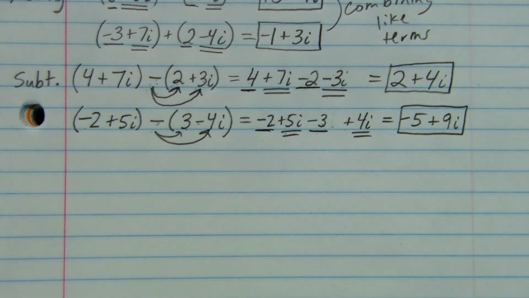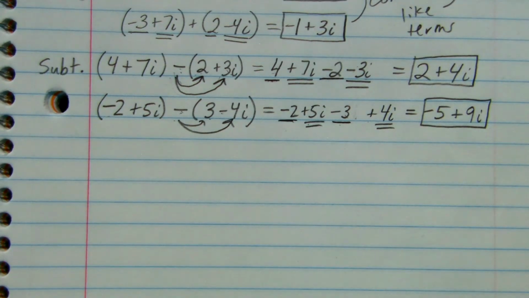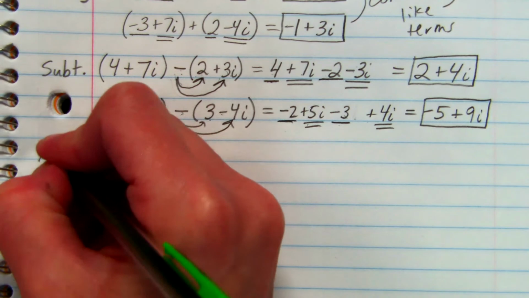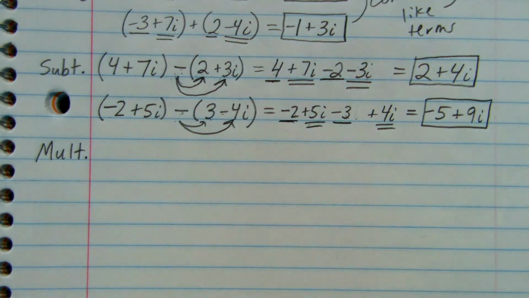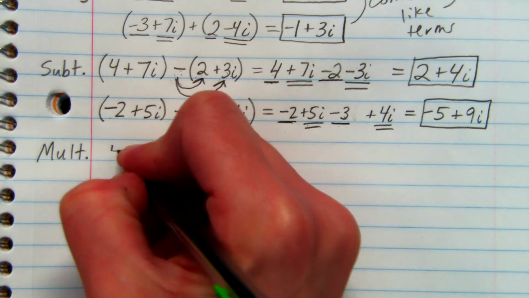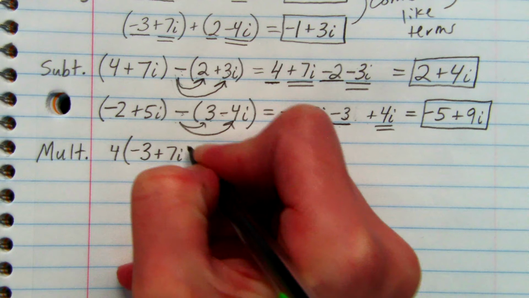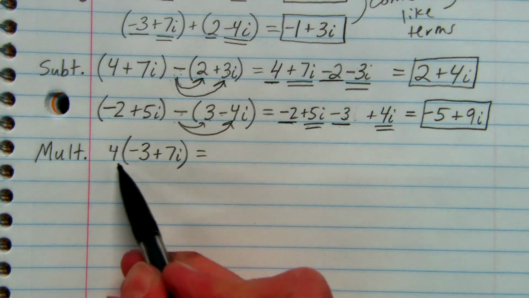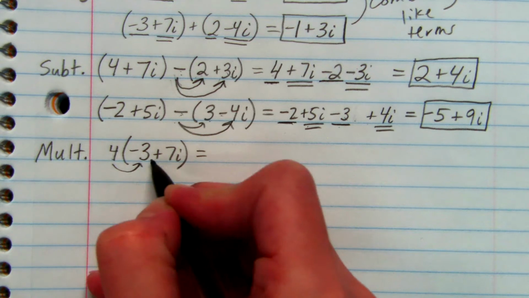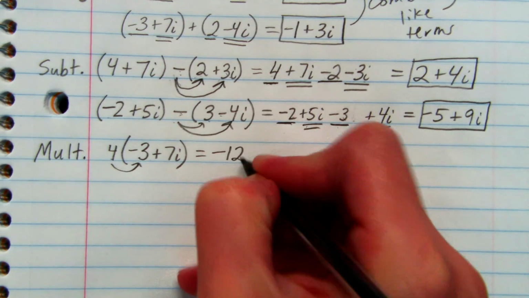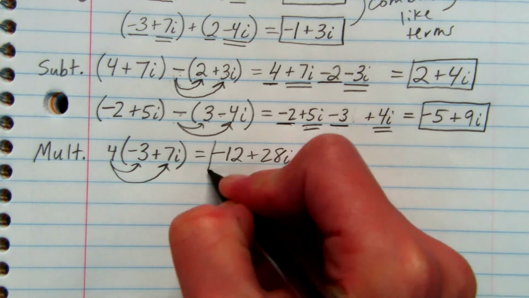All right, so for multiplying, that's going to take a lot of room because we're going to do 4 different examples of different kinds of multiplying. So I'm going to put mult over here for multiplying. And we're going to start with one that's just simple distribution. If I have 4, and then in parentheses, negative 3 plus 7i, there's just a 4 sitting out there, and this is in parentheses. It's just simple distribution. So 4 times negative 3, negative 12. 4 times 7i would make 28i. So it's just simple distribution.